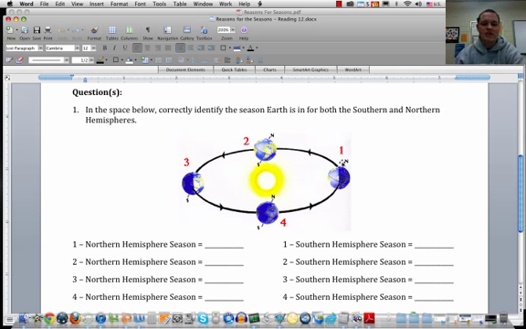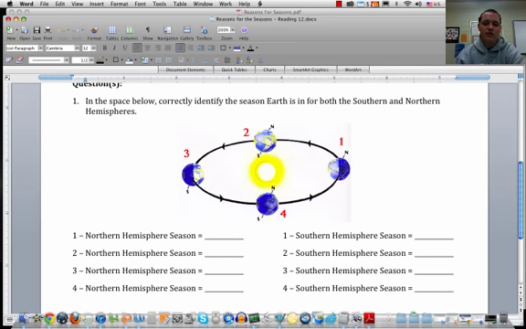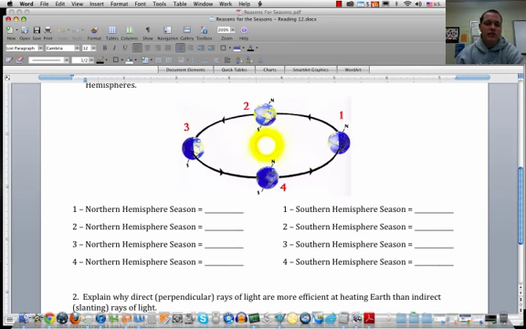Question number 1 asks you to correctly identify where the seasons are for the northern hemisphere and for the southern hemisphere. When you look at number 1, what would the northern hemisphere season be, and what would be the southern hemisphere season for number 1? Then 2, what's the northern and what's the southern hemisphere season, 3, and then 4.